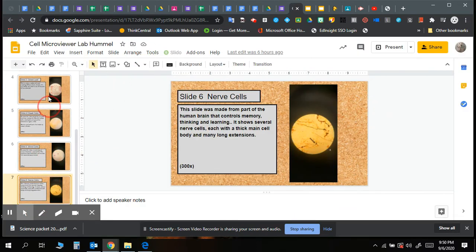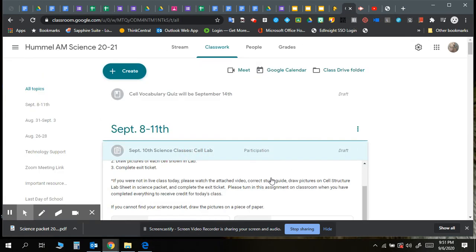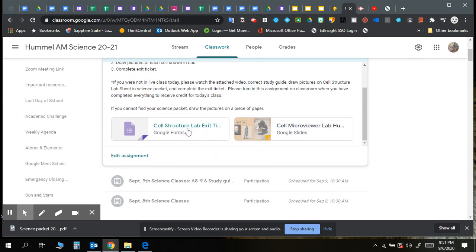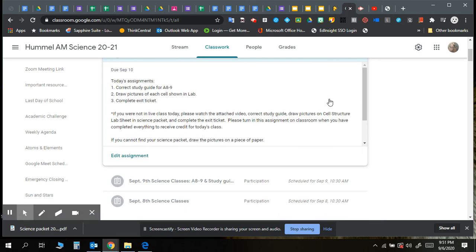Okay, so once again, you're drawing each of these different types of cells on your lab sheet. When you are finished with that, you are going to go ahead and complete the exit ticket, the cell structure lab exit ticket. So go ahead and fill that out. If you have any questions about today's class, please let me know.